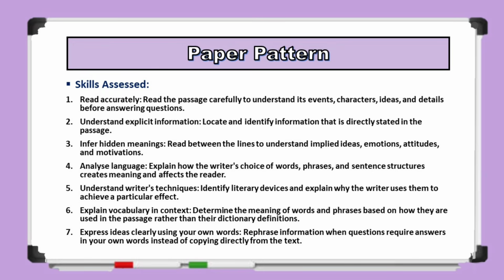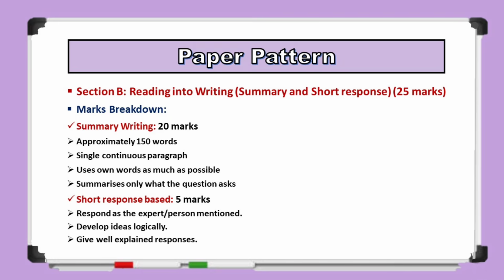Finally, whenever the question asks you to answer in your own words, make sure you paraphrase instead of copying directly from the text. Now let's move on to Section B. Section B is called Reading into Writing, and it also carries 25 marks. This section is based on Text B, which is usually a factual or informational passage.